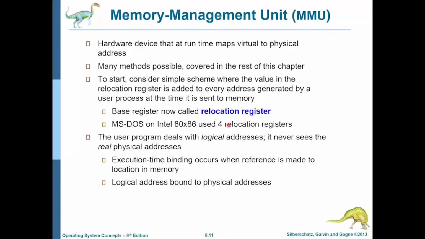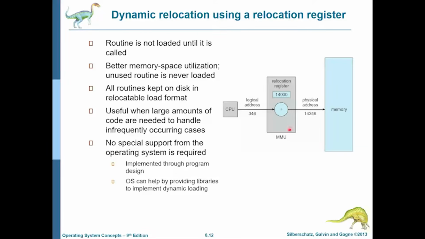Back in the day, when people used to use MS-DOS on Intel x86 processors, MS-DOS used to make use of 4 relocation registers. Now, these relocation registers used to contain the base address of the code, the data, the stack, and an extra segment. So the code used to be in the code segment, the data for the program used to be in the data segment, the stack used to be in the stack segment, and there used to be an extra segment for holding other things.